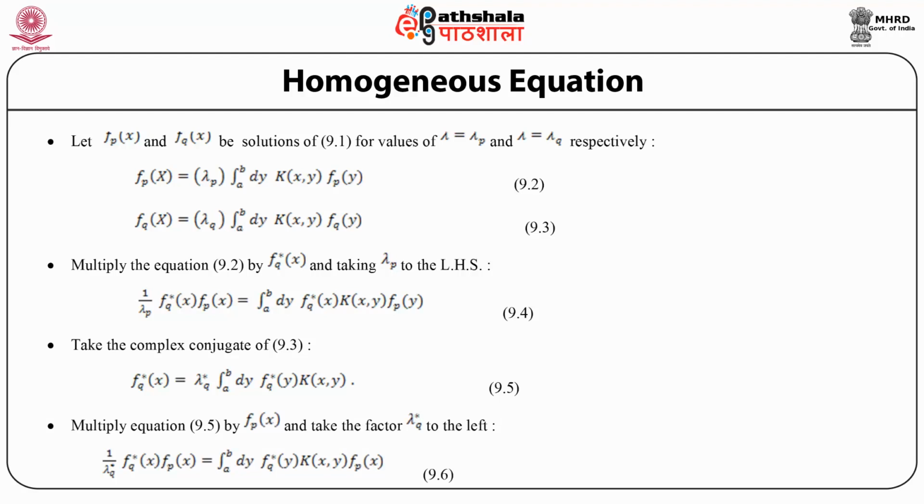Now we multiply this equation by f_p of x and take the factor lambda_q star to the left. So we get 1 upon lambda_q star times f_q star of x f_p of x is equal to an integral from a to b dy f_q star of y into k, which is a function of x and y, multiplied by f_p of x.